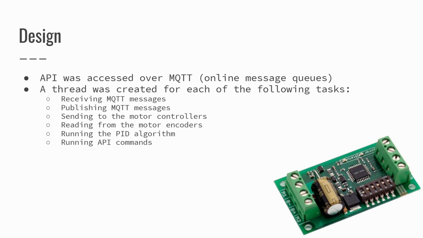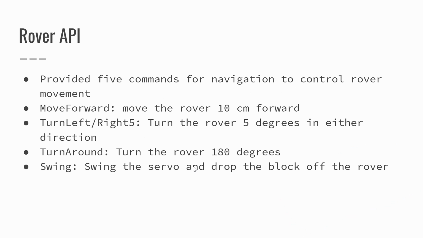The Rover API was accessed over MQTT, which is an online message queue software, and then a thread was created for each of the following tasks: receiving MQTT messages, publishing MQTT messages, sending to the motor controllers using the Sabertooth 10 motor controller, as you can see on the bottom right here, reading from the motor encoders, which told you the motor speed, running the PID algorithm, and running API commands.